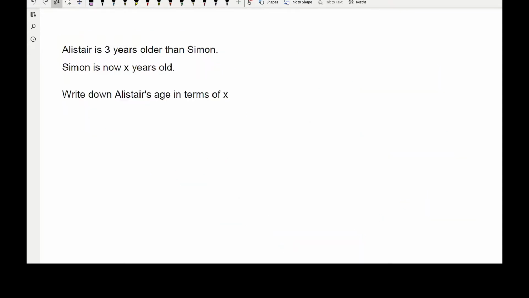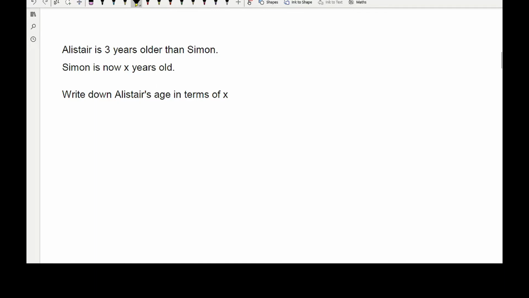So now looking at this question, again, this question is very, very popular when it comes to this particular topic. It says here that Alistair is 3 years older than Simon, and Simon is now X years old. Write down Alistair's age in terms of X. Now, as I said, one of the most difficult things about this particular topic is the wording of these questions. So it's really important that you gain an understanding of what the information is telling you in the question.